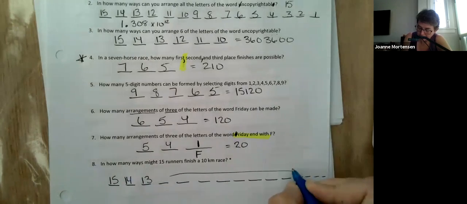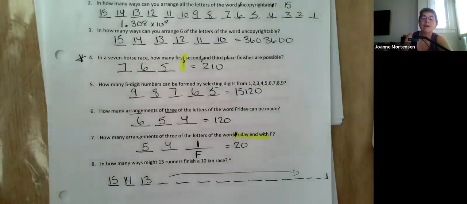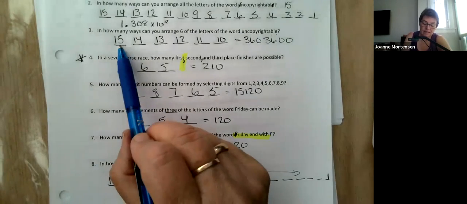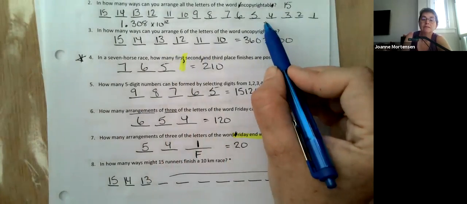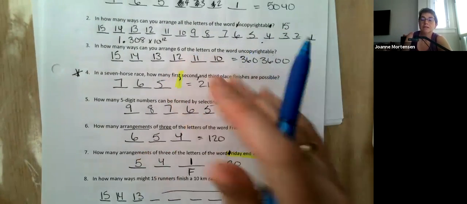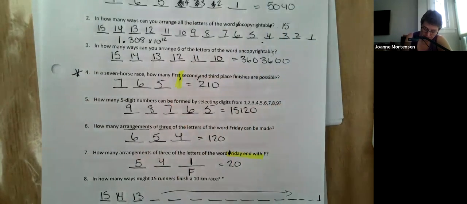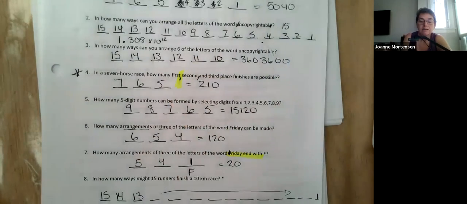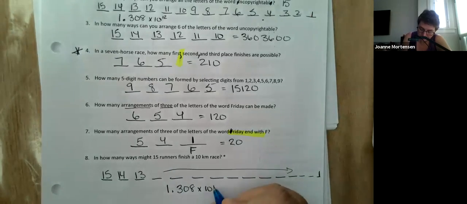15, and then we're going to 14 and 13, and you know what? I'm going to be lazy and get to 1 down there because I didn't realize it, but it's the exact same question over here. Uncopyrightable has 15 letters. It's 15 people racing, so 1.308 times 10 to the 12.